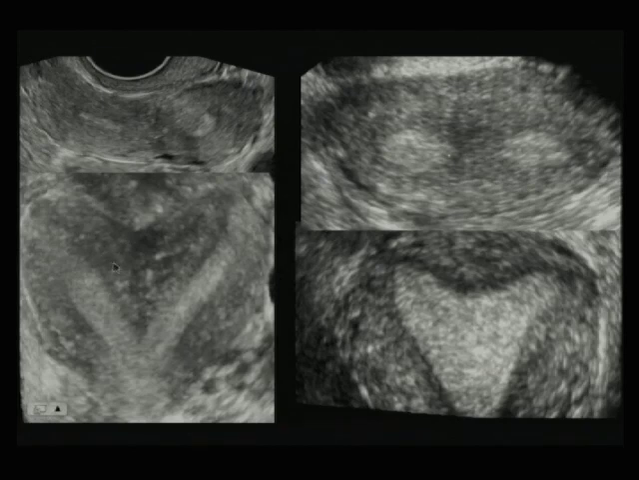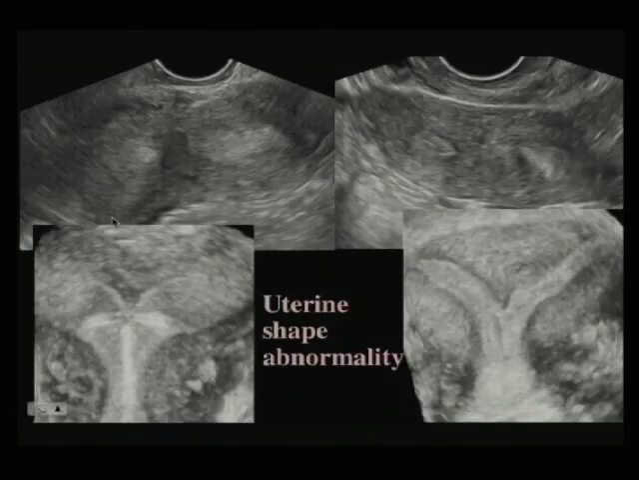Here, on the other hand, is not only a septate uterus, but we also now have an indentation at the top of the uterus, of the outside of the uterus itself. So this is a bicornuate uterus. These are not as likely to be associated with miscarriage and adverse pregnancy outcome. Here are a couple of other cases.